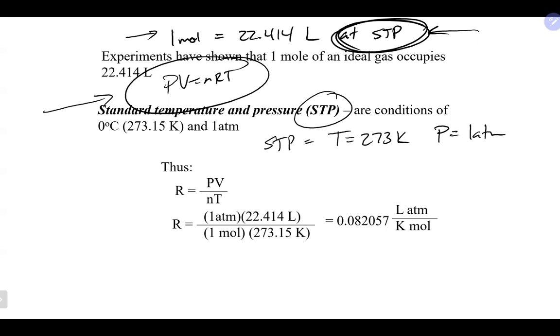Any questions on that? That, by the way, is how we get the gas constant, by putting the STP conditions into the ideal gas law and solving. That would mean the temperature is 273, the pressure is 1 atmosphere, and we have 22.414, and that's essentially where the gas constant comes from, that number.